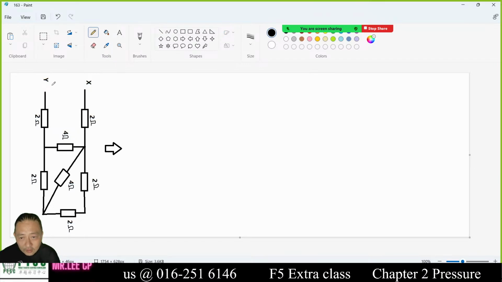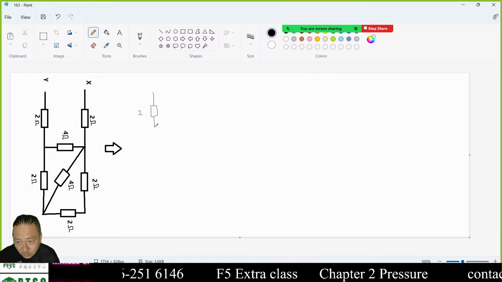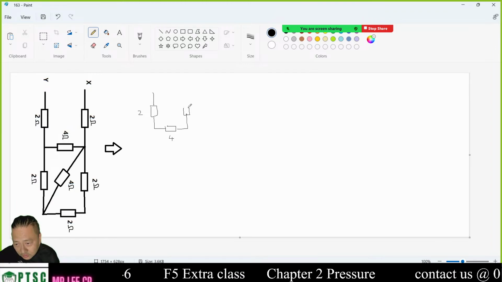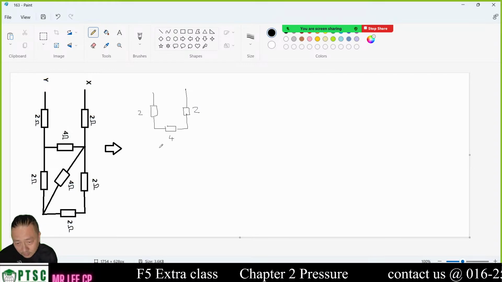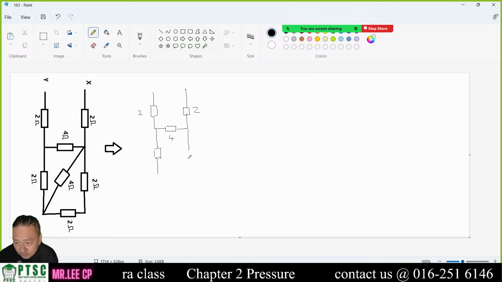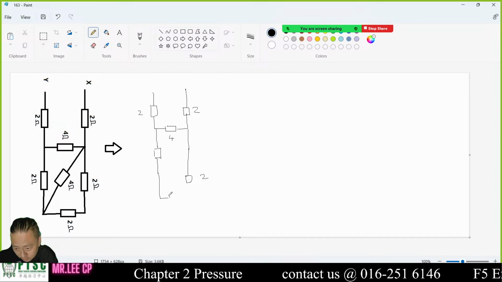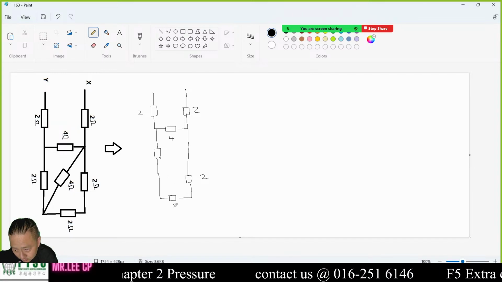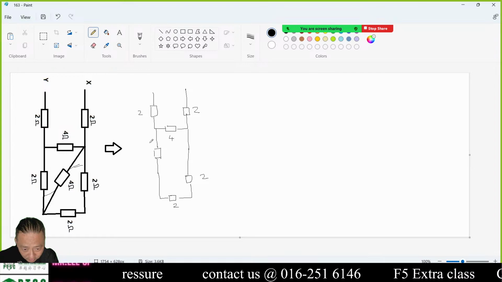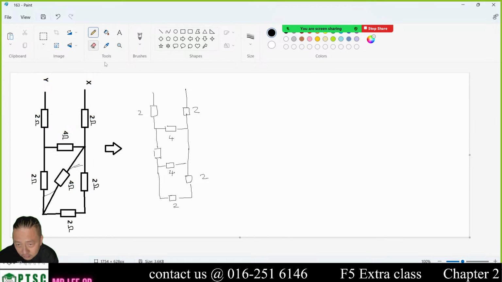So now this is y, this is x. Here I am going to do it this way. This is 2 ohm. This is 4 ohm. This is 2 ohm. This is 2 ohm. This is 2 ohm. And then this is 2 ohm. So this one I bend a bit to here. Another one is here, 4 ohm. Right?